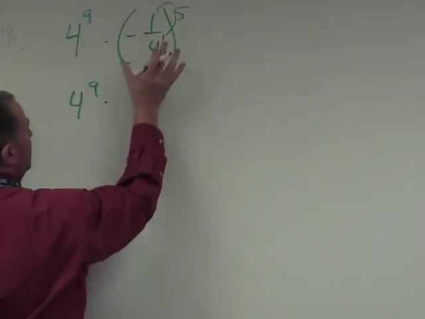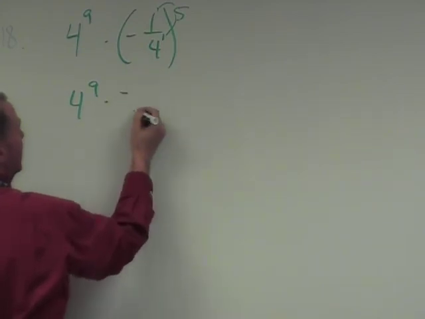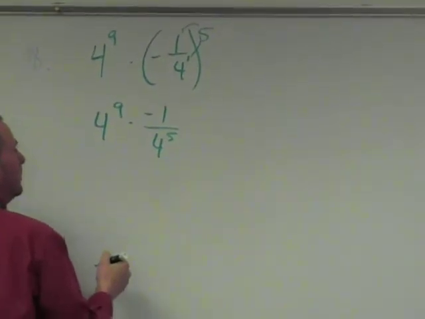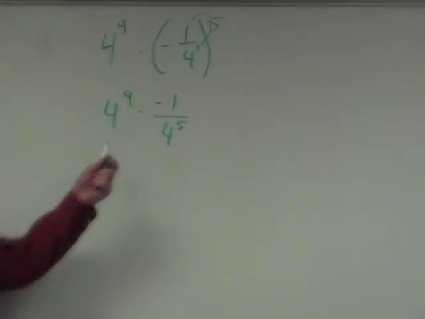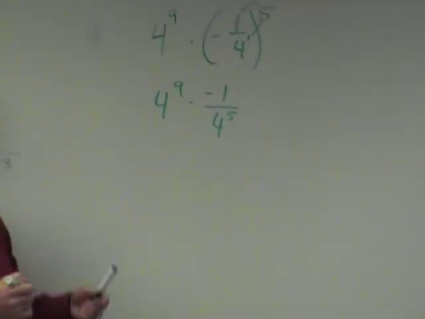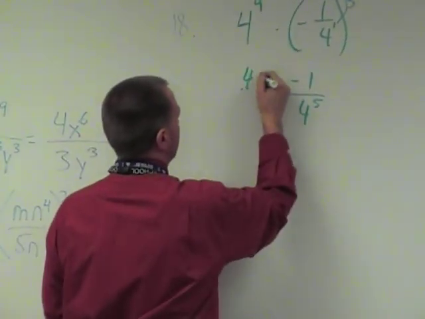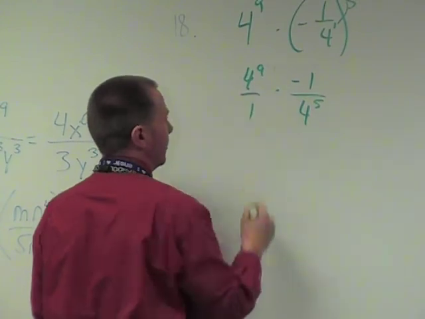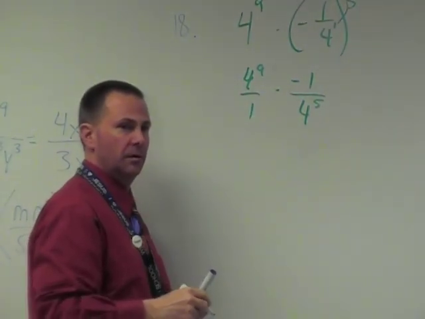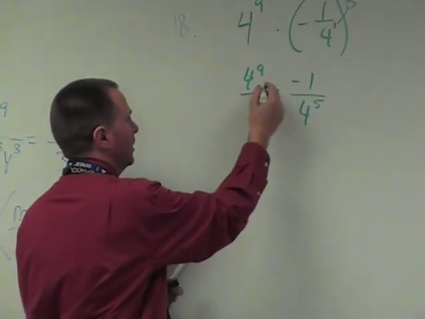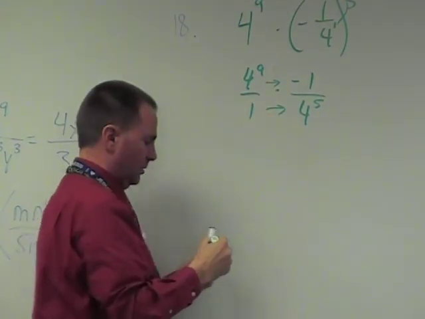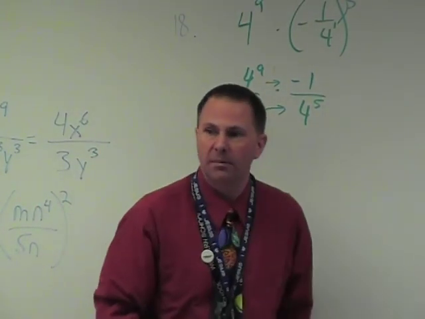I'm going to distribute this. Parentheses goes away. It stays negative 1 on top, 4 to the 5th on the bottom. What's this as a fraction? Now what do I do? Got it? Okay, multiply straight across. And then combine your like bases.